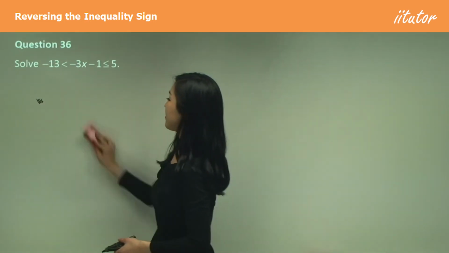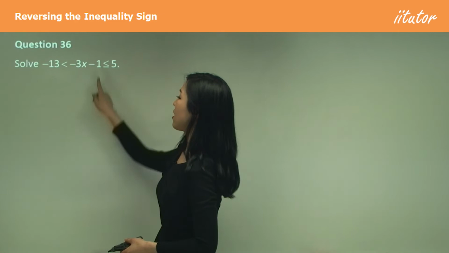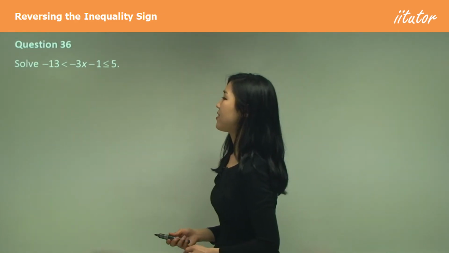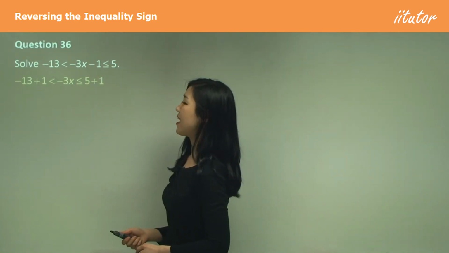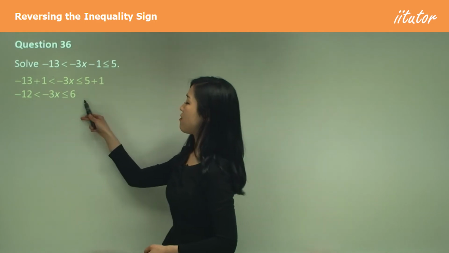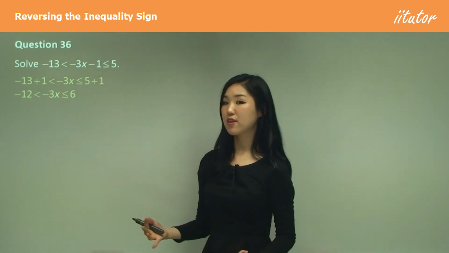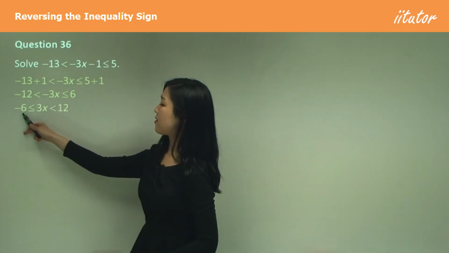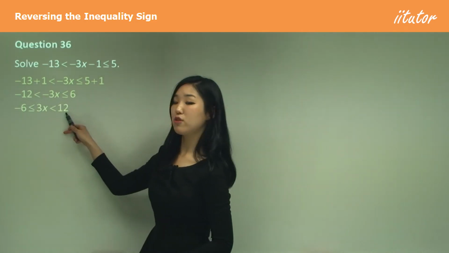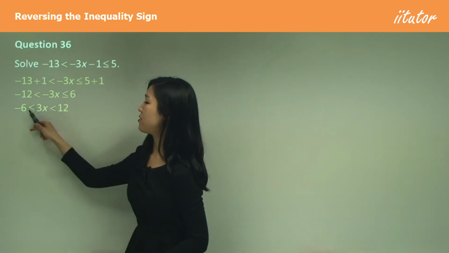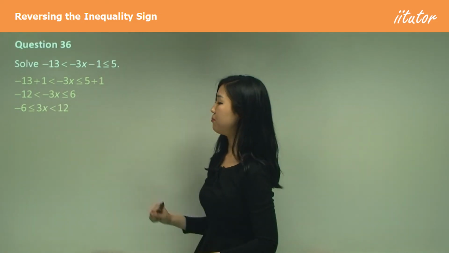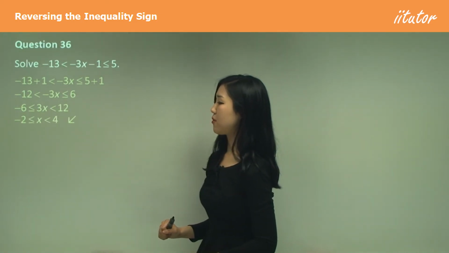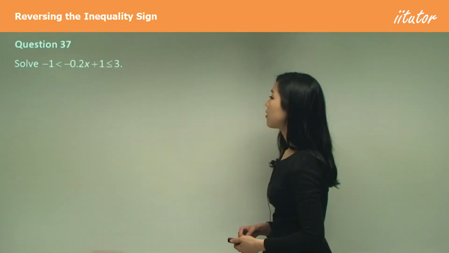Now 36, I'm going to do the same thing, move the 1 over first. So add 1 to both sides like that, and that will be -12, and that will be 6. And get rid of the negative. So I'm going to multiply everything by a negative. So the -6 goes here, and the +12 goes here. And therefore the sign will be in the same direction. And then divide by 3 to get something like that.